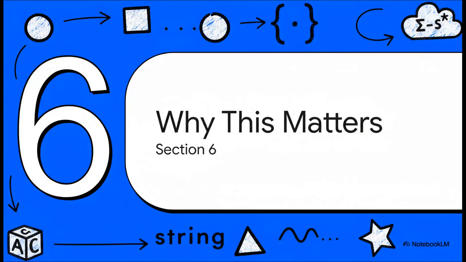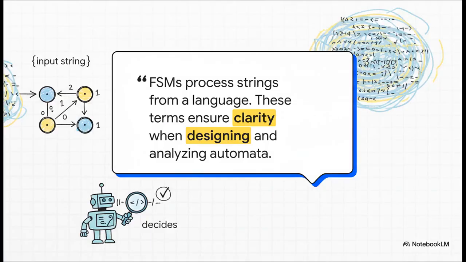Okay, section 6, why this vocabulary matters. Whew, that was a lot of definitions. Symbols, alphabets, strings, languages, sigma star. So why did we just build this entire vocabulary? What's the point of all this? And here's why it all matters.